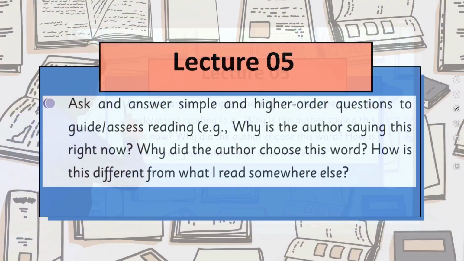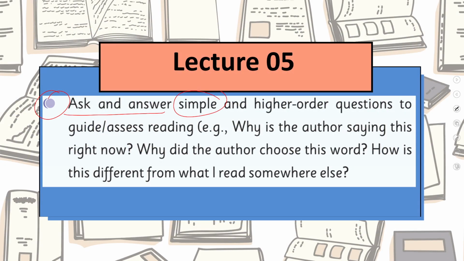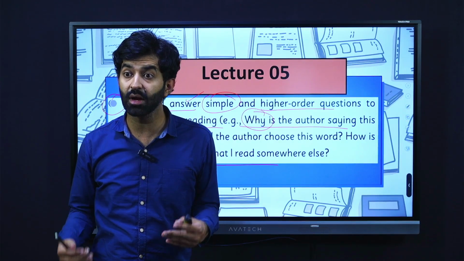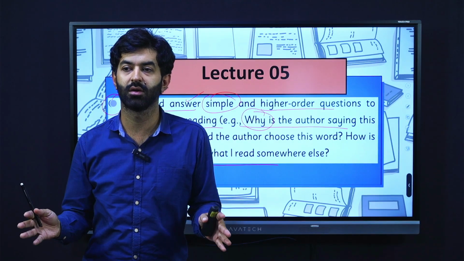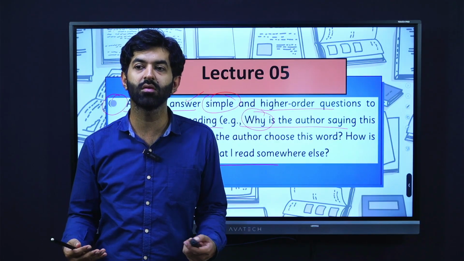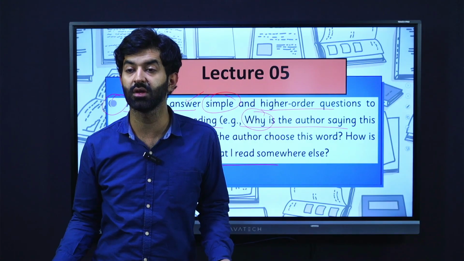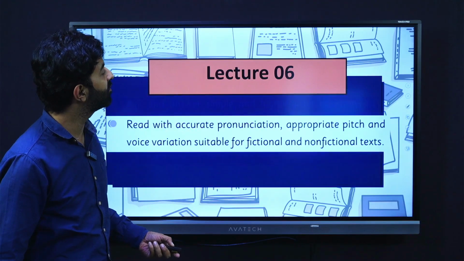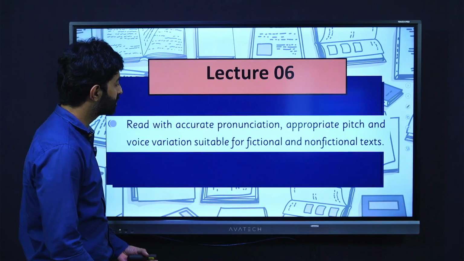Next up, ask and answer simple and higher order questions to guide or assess reading. These questions mostly start with why and how. We know that some questions are easier to understand and to answer, but some questions are way harder. We need to understand how we answer such higher order thinking questions. So we will differentiate between these questions and try to find out the answers as well.